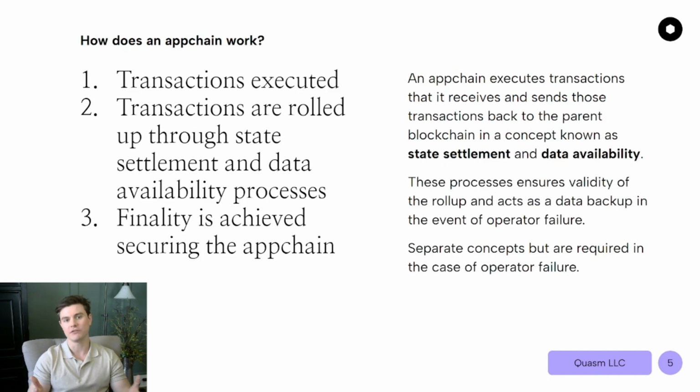So how exactly do these Appchains work? So like I said, no different than any other blockchain. A user can submit their transactions, and after the transactions themselves are executed inside a block, the transactions in that block are rolled up onto the settlement layer through a process called state settlement and the data availability processes. After some time, finality is achieved and the state of the Appchain is secured.